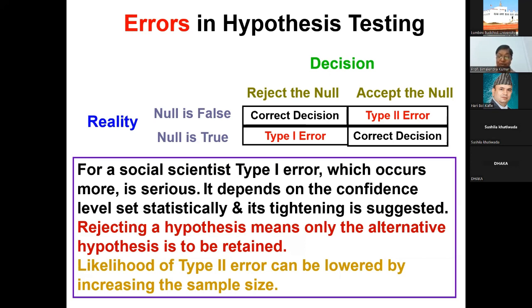The likelihood of a type 2 error can be lowered by increasing the sample size also. Sometimes there are errors in the sampling method of the research. We have to change the sampling, the sample size of the method.